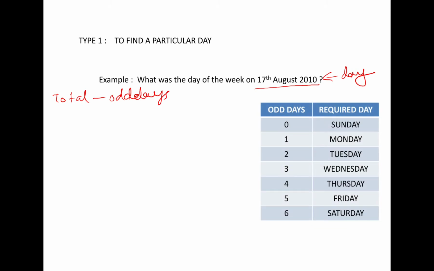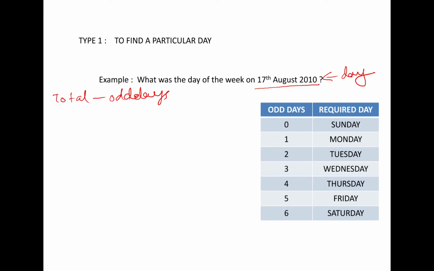You can see it starts from 0 odd days. If the total number of odd days is 0, then it will be Sunday. Then we will move on. If the total number of odd days is 6, then the day is Saturday. Similarly, we can find out the day on which any date falls.